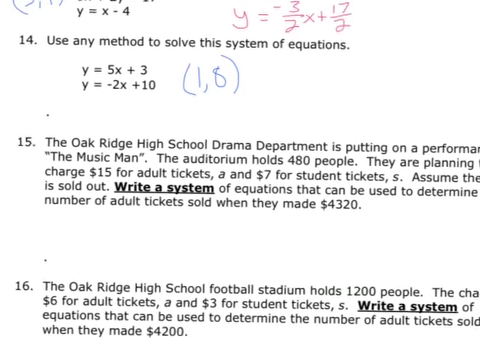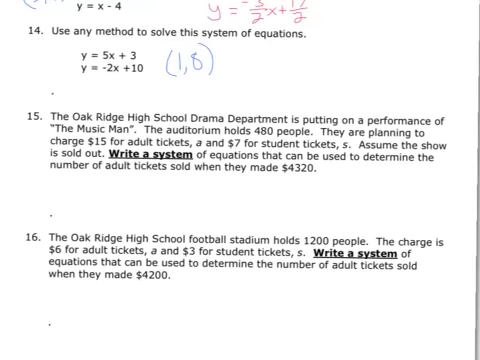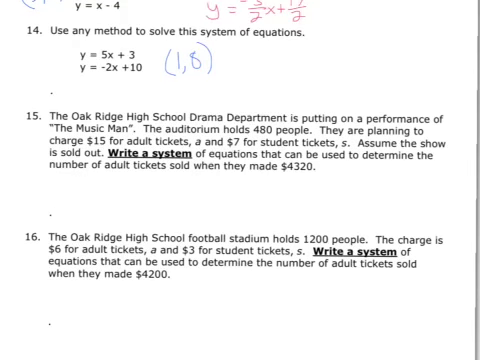Okay, number 15. The Oak Ridge High School Drama Department is putting on a performance of The Music Man. The auditorium holds 480 people. They are planning to charge $15 for adult tickets, A, and $7 for student tickets, S. Assume the show is sold out. Write a system of equations that can be used to determine the number of adult tickets sold when they made $4,320. Okay, they're not asking us to solve anything. It just says write a system.